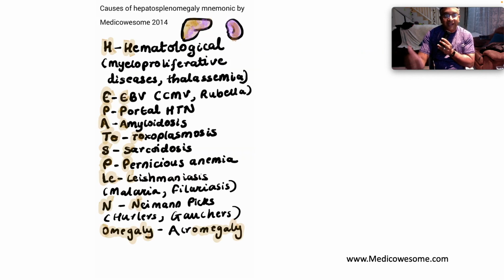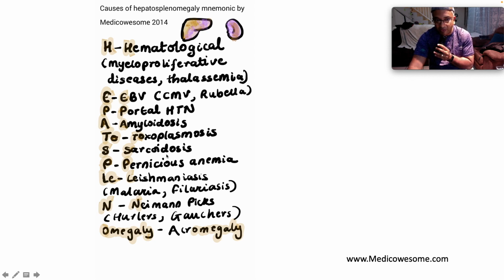This is a handy mnemonic from medicawesome.com for hepatosplenomegaly. Right, so this is a small aside, but it's nice to know. So H stands for hematological issues in the way of myeloproliferative diseases, thalassemia. E is for Epstein-Barr, and also Epstein-Barr's cousins like cytomegalovirus and rubella. P is for portal hypertension from whatever etiology. A is amyloidosis. TO is toxoplasmosis.